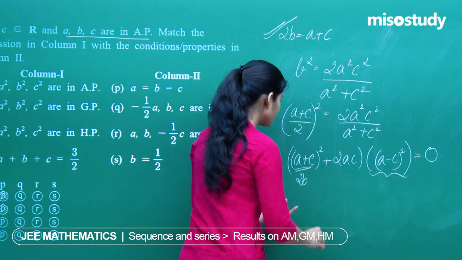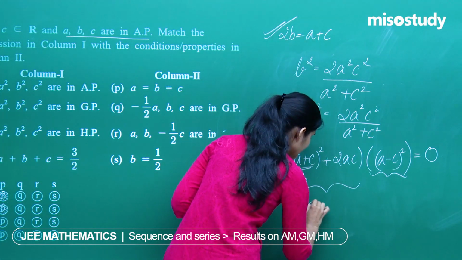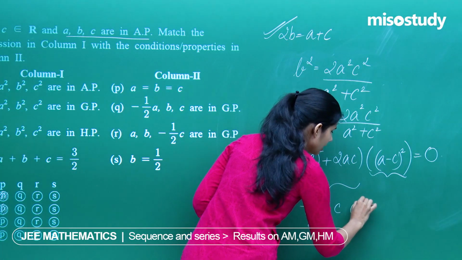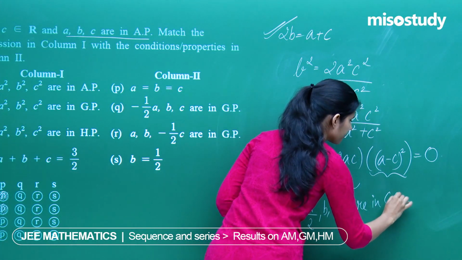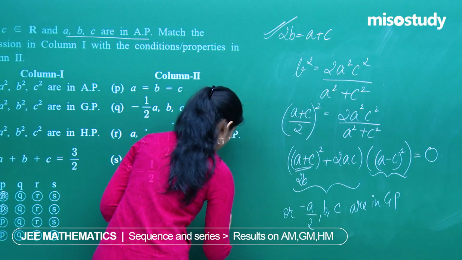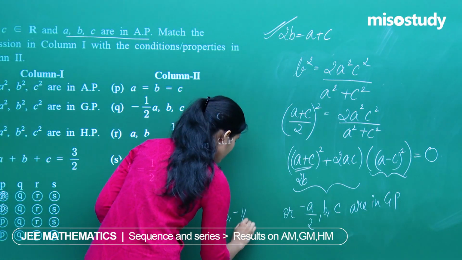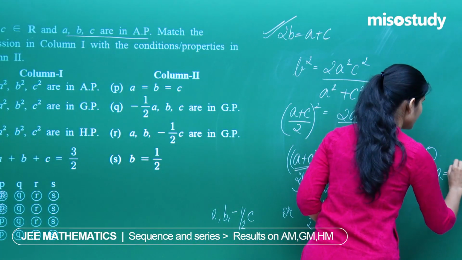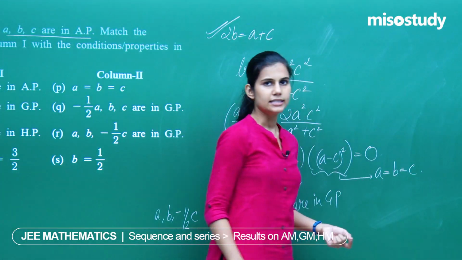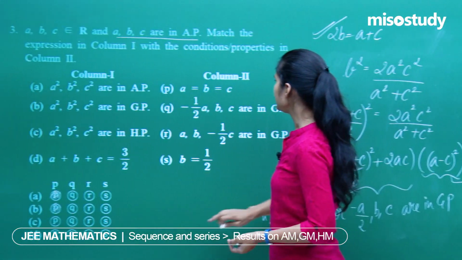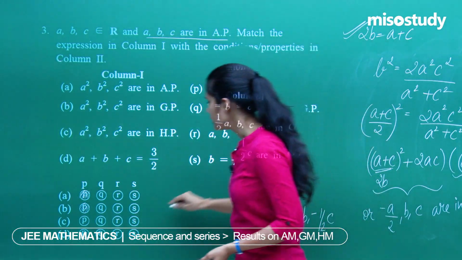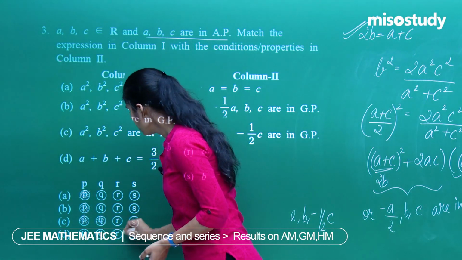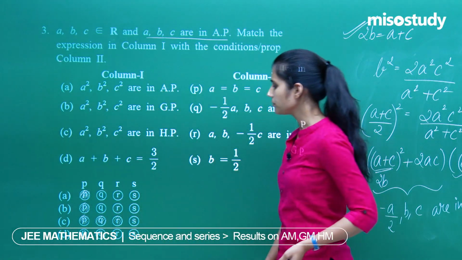So you are basically going to get from here, if this is equal to 0, that A, B, minus 1 by 2C are in GP, or A, B minus 1 by 2C are in GP, and from here you are going to get that A equals B equals C. So corresponding to option C, P, Q, R, all three are going to be shaded. P also, Q also, and R also.